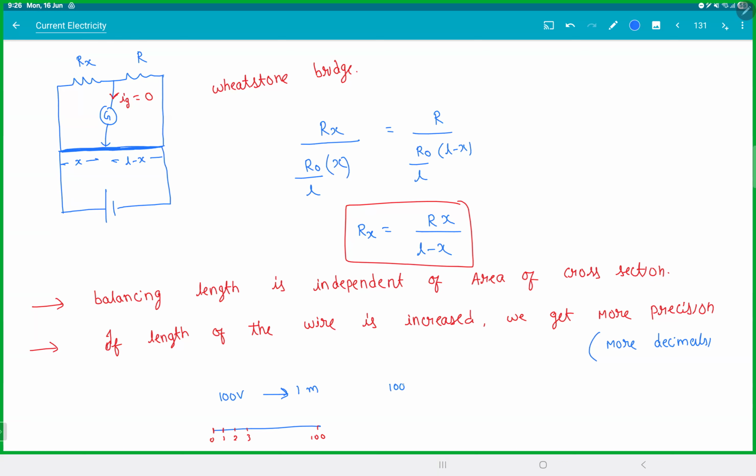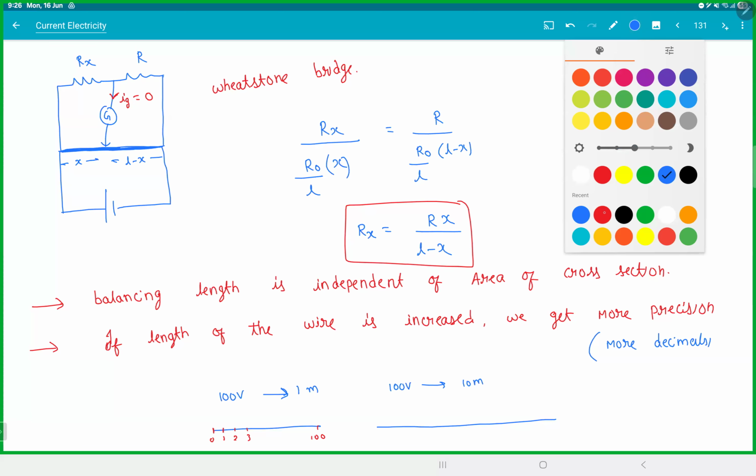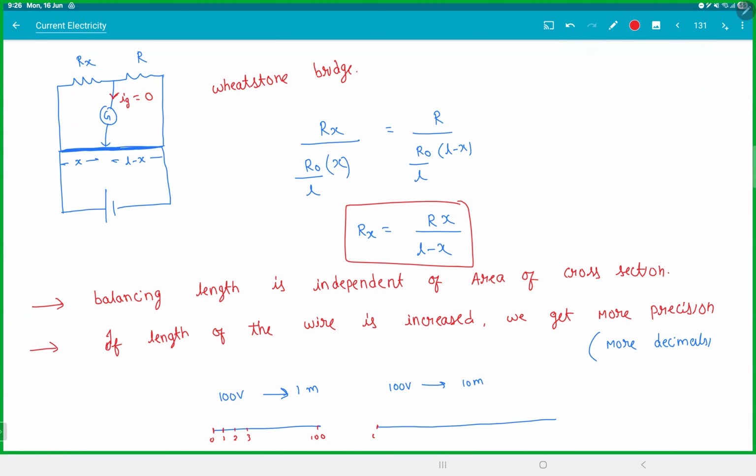But same thing, if I use 100 volt for a 10 meter wire, then your voltage readings will be, basically, the least count decreases: 0, 0.1, 0.2, 0.3, and so on. So here the least count is 0.1. You get more precision. Here the least count is 1 volt. So if you use a longer wire, you can get more precision.